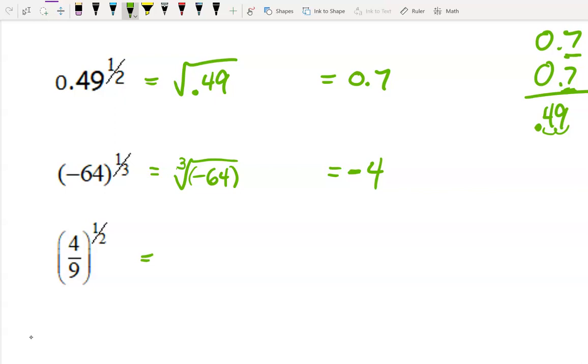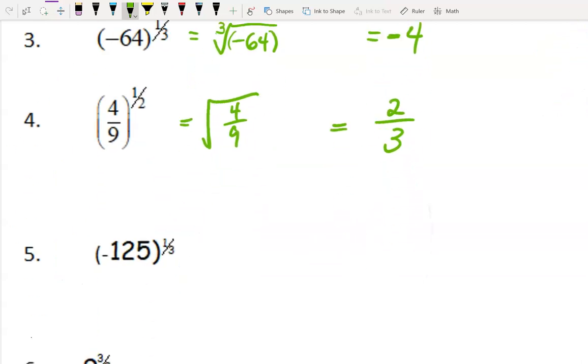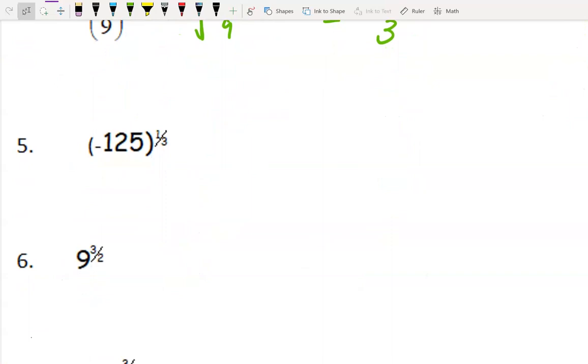Okay, next one, try that. How can I write power of a half? It's the root of 4/9. And I know what the root of 4 is, it's 2, and I know what the root of 9 is, it's 3. Okay, try the next one. Sorry, this is the cube root of -125. What does that equal? -5. Okay.